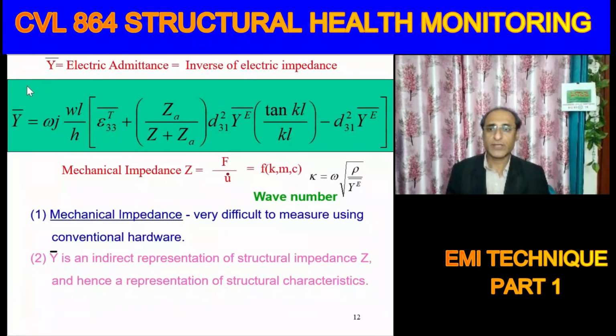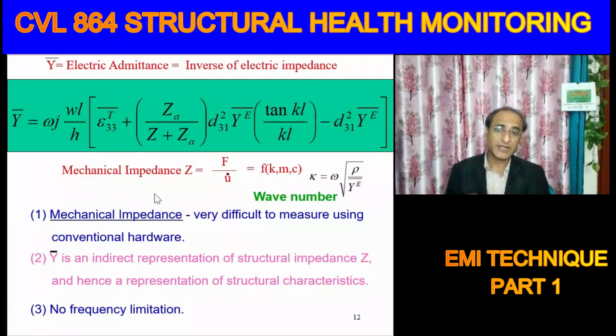Now here the admittance Y is an indirect representation of the structure impedance Z, because what we see in the equation is that whatever admittance results from this measurement is a function of the structure impedance Z. ZA is constant, ZA is for the piezo patch. So if there is any damage, what parameter will change? Epsilon 33 will not change. Permittivity is a constant property. What will change is the mechanical impedance of the structure. When the mechanical impedance of the structure changes, the measured electrical admittance will also change. So this is used for damage detection.